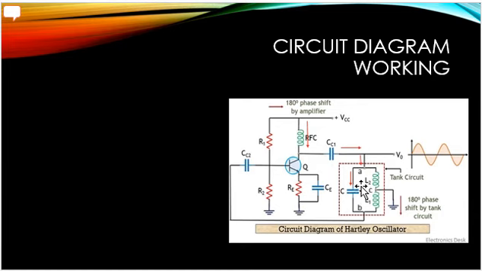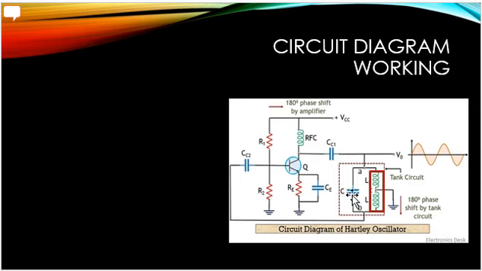When it comes to its fully charged condition, it starts discharging through the inductor. It will start discharging through L1 and L2, and then start charging again. Once it discharges completely across L1 and L2, this capacitor will again start charging. So basically this cycle goes on repeating.